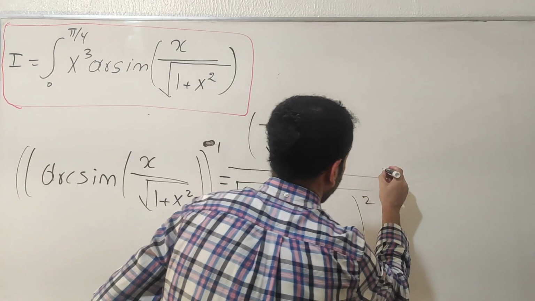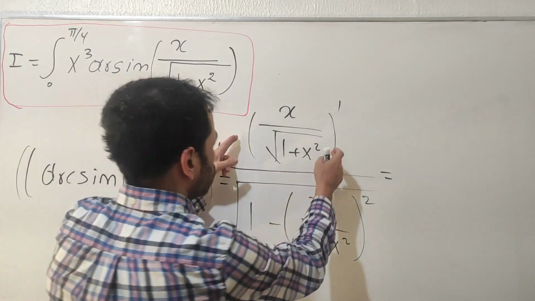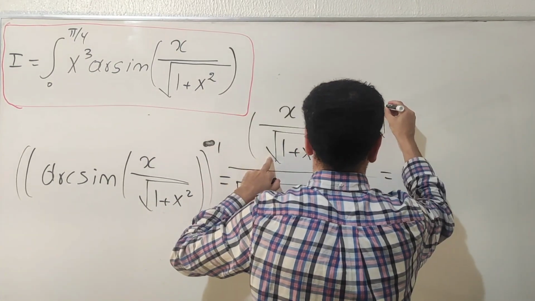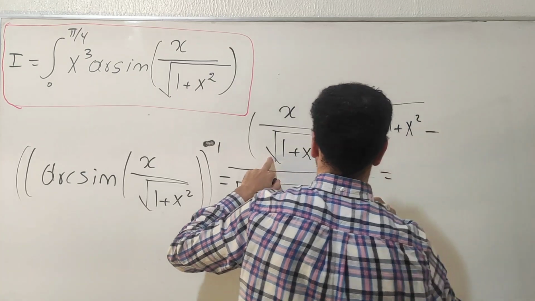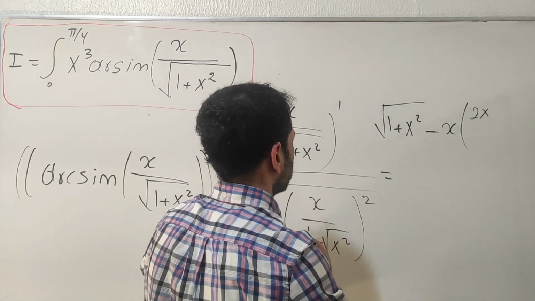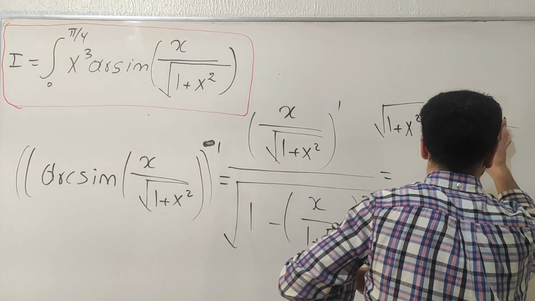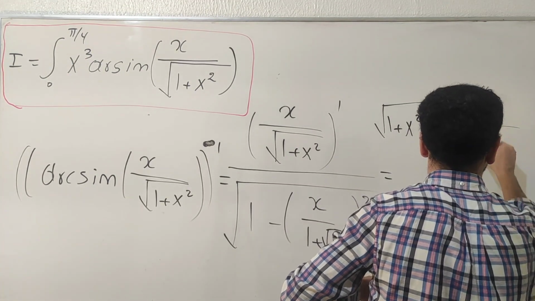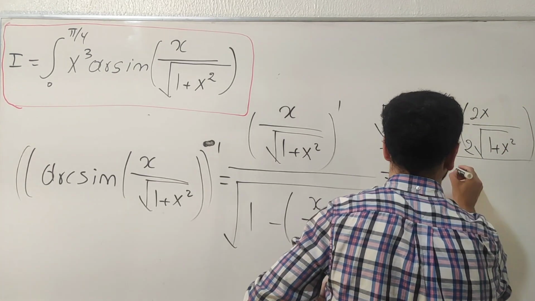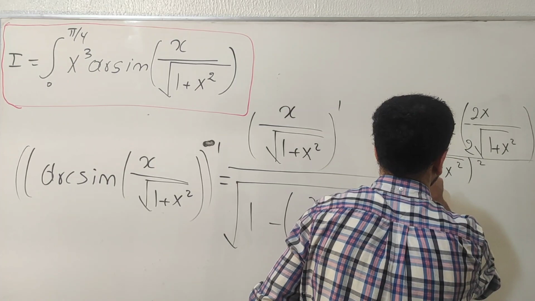Then we are going to apply the derivative rule for the fraction. By doing this, it is clearly given as 1 multiplied by the square root of 1 plus x squared, minus x multiplied by the derivative of this one, which is 2x over 2 times the square root of 1 plus x squared, then divided by the whole thing, which is 1 plus x squared. This square is going to cancel this radical, becoming 1 plus x squared.